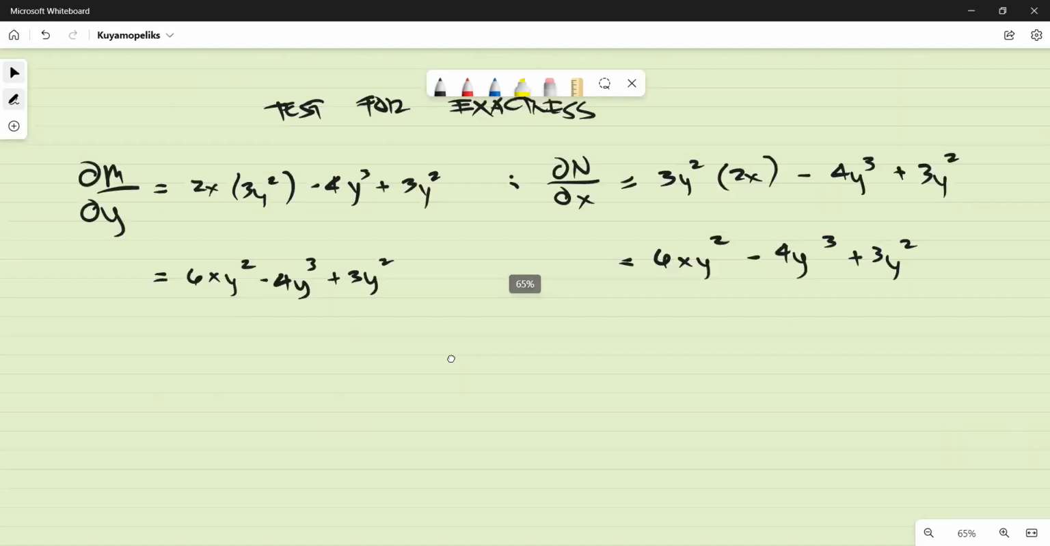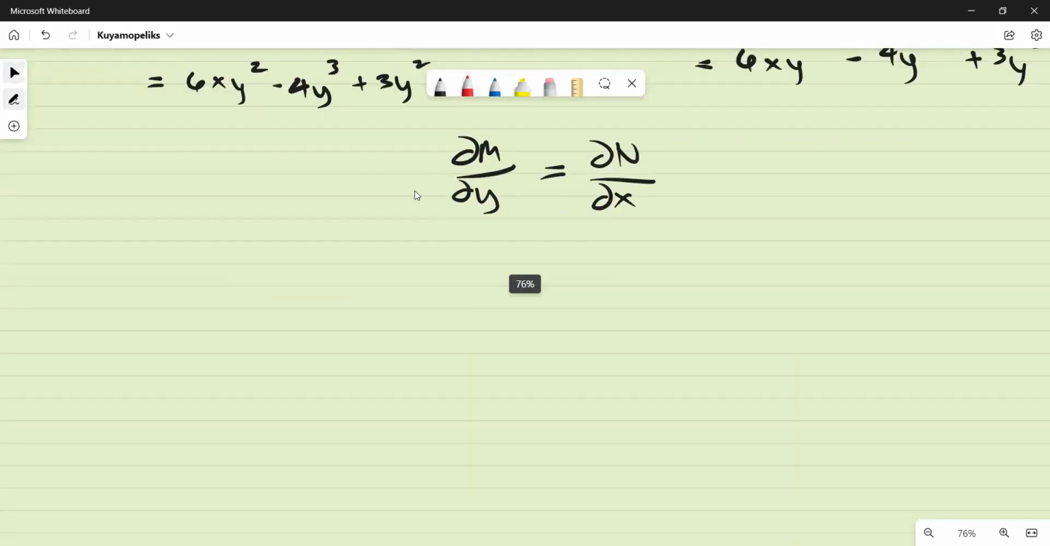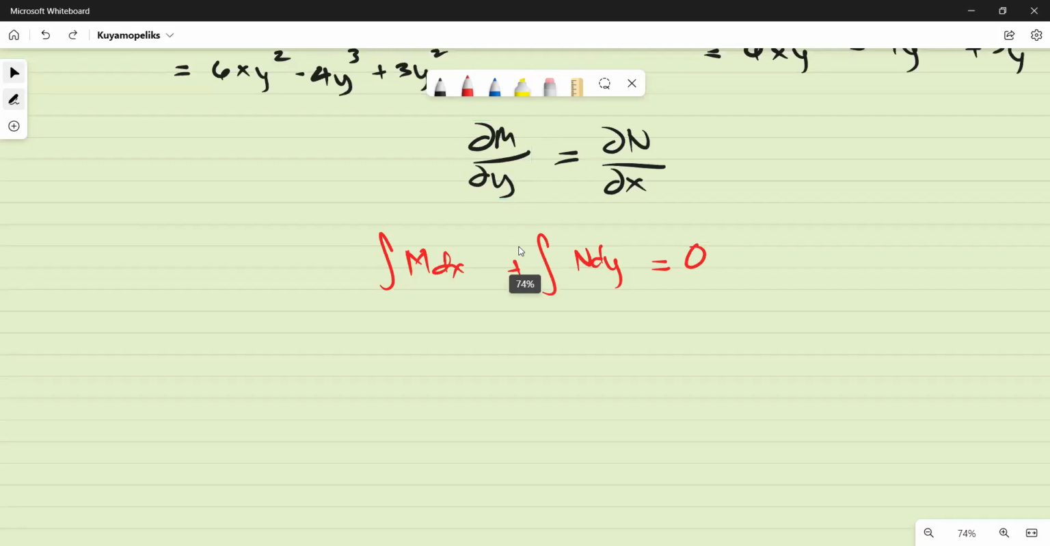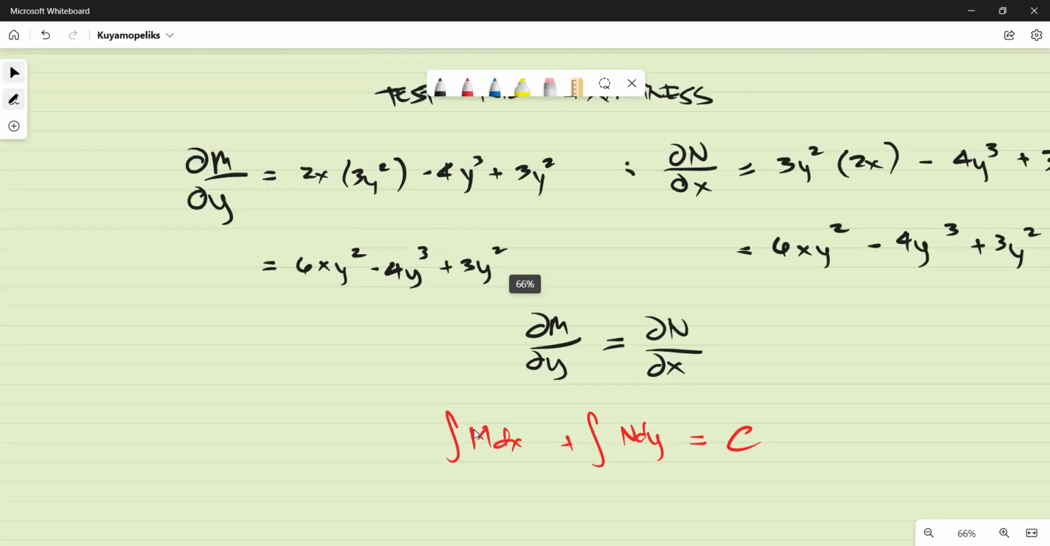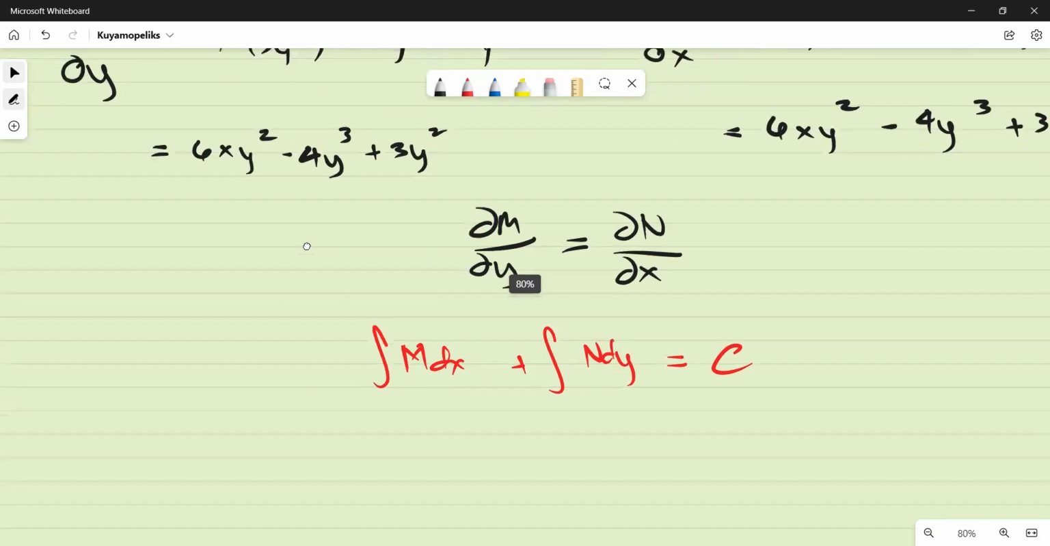Ayan, equal na. So therefore, no, our partial of m with respect to y is now equal to partial of n with respect to x. Now we can proceed with our solution. Again, paano yung solution? We'll just get the integral of m dx plus integral of n dy is equal to 0. Okay? Basically, equal to c na yan eh. No? So yan. Let's get the integral ng m with respect to x. Let's get the integral of n with respect to y.